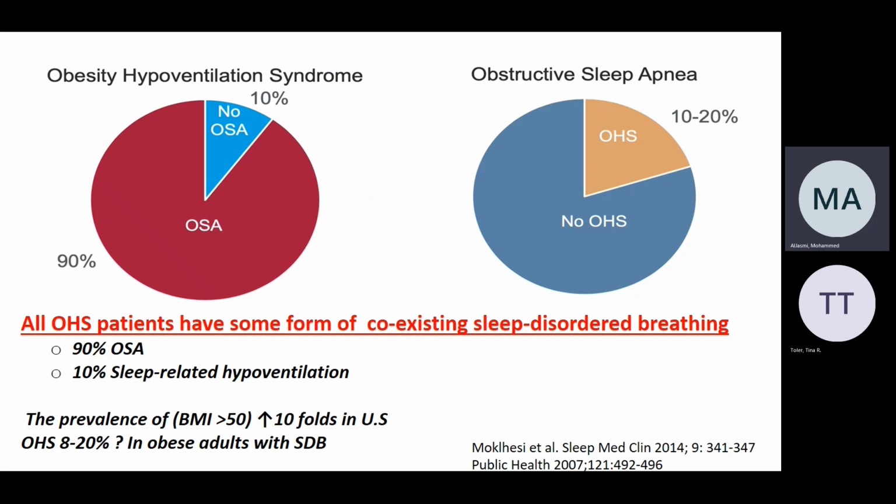All right, so the prevalence is increasing. We don't really know among the obese patients, but it's anywhere between 8 to 20% of obese patients in the US who have some element of obesity hypoventilation. But definitely with the BMI more than 50, there is a tenfold increase in the US in the last few years. So that will translate to more cases of obesity hypoventilation, but the exact epidemiology, we don't know.